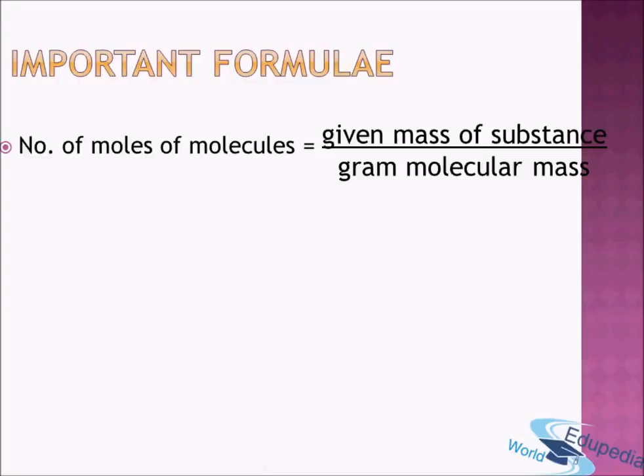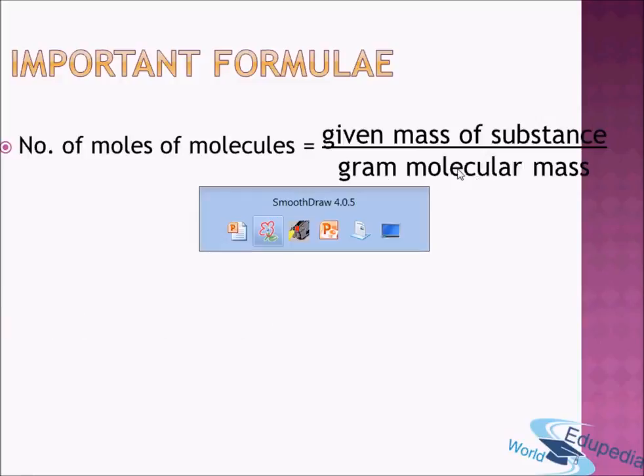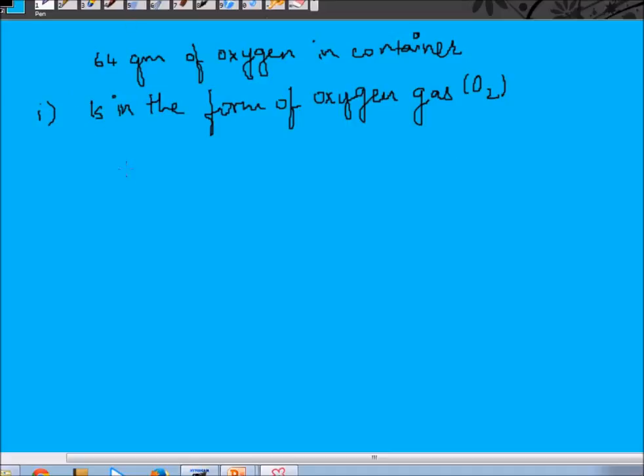The formula is: number of moles of molecules is equal to given mass of substance divided by gram molecular mass. Let's represent it by the letter n, small n. So that is equal to given mass. Given mass is the mass given to you in the question, that is 64 gram. So you have 64 gram of oxygen with you. That is the meaning of given mass, the quantity present with you. So 64 gram divided by gram molecular mass.